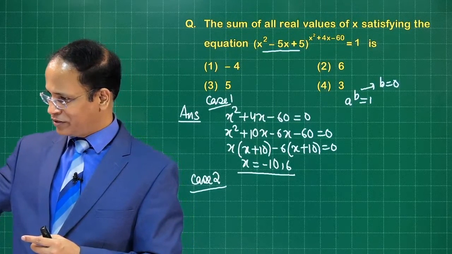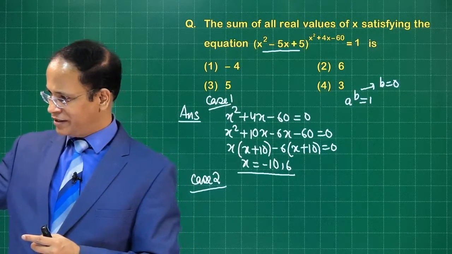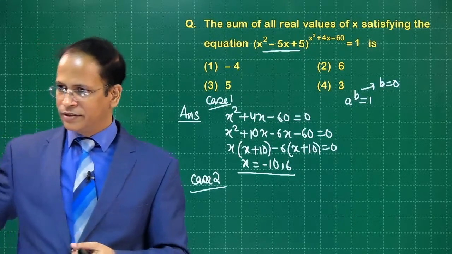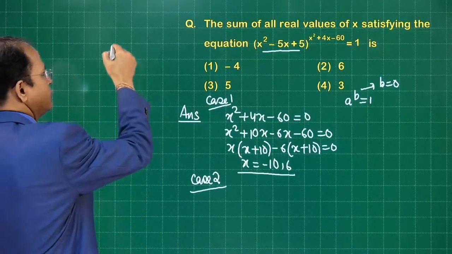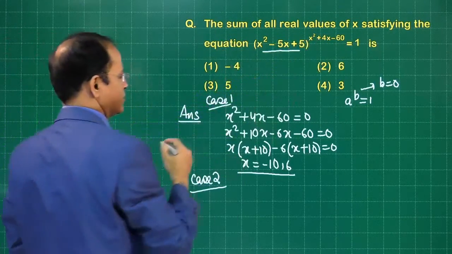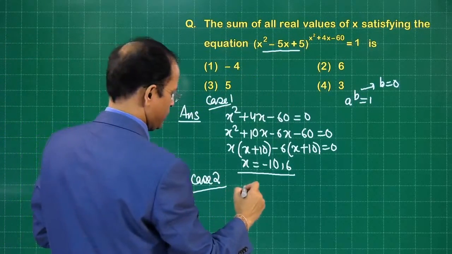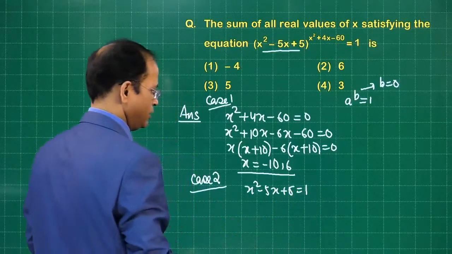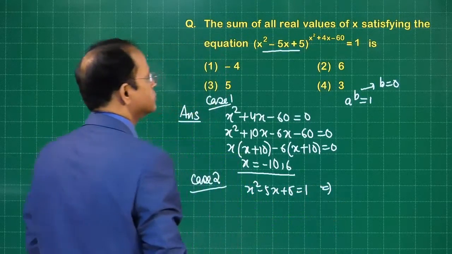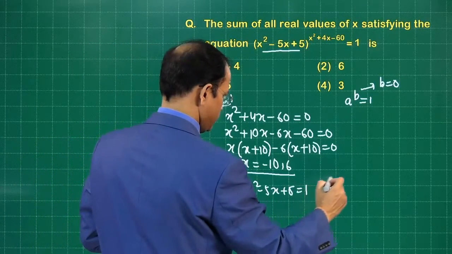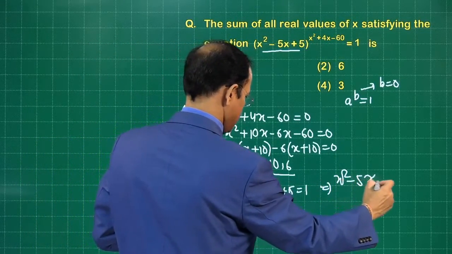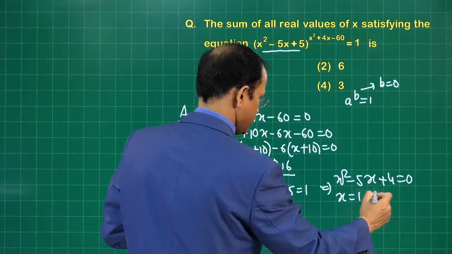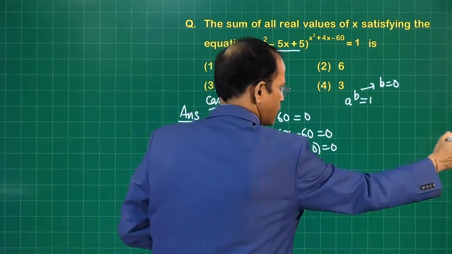Great. Chetna is also coming out with the question. That's really nice. Yes, absolutely beta. Now one more thing is, if we can take 1 raised to the power anything, so case 2 can be x square minus 5x plus 5 is equal to 1. Is it possible? Yes, we can. So x square minus 5x plus 4 is equal to 0, or x is equal to 1 and 4, right? This is case 2. Got it?